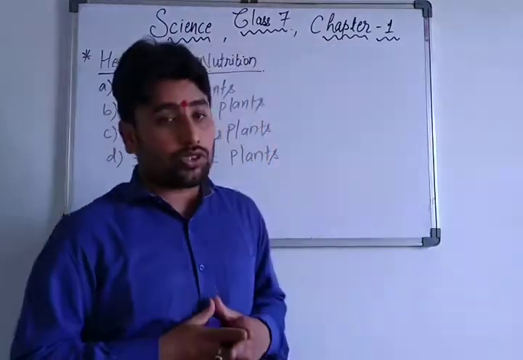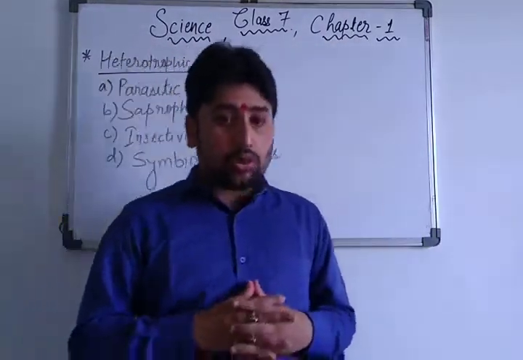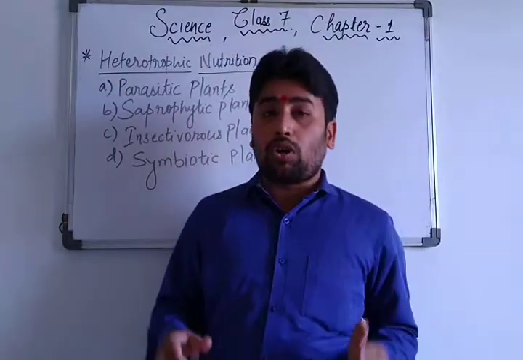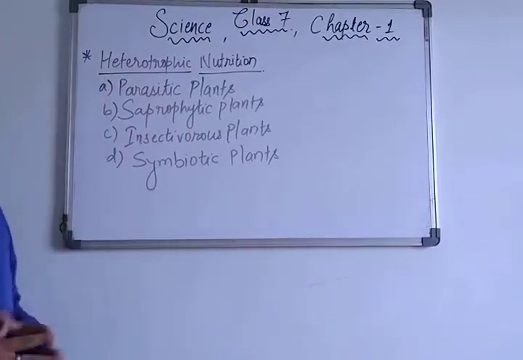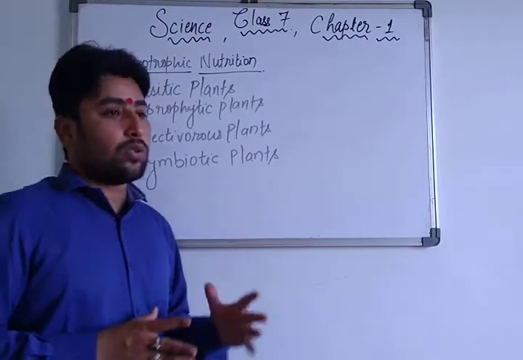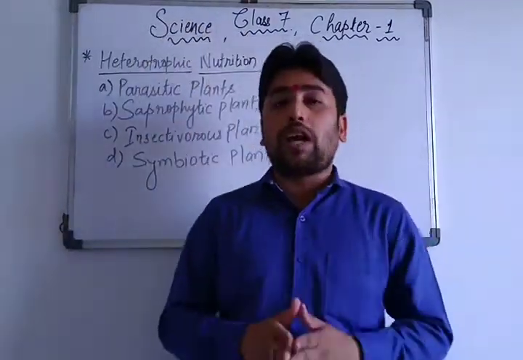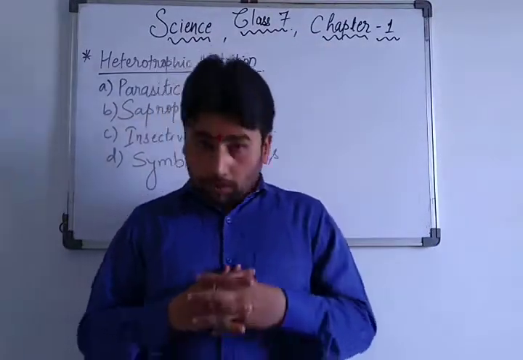This was autotrophic nutrition. And in heterotrophic nutrition, I have told you about the living organisms which depend on another living organism. There are four types, as I have told you: parasitic, saprophytic, insectivorous, and symbiotic. All the four types I have explained to you, and finally they come back to the soil. So this was our first chapter.